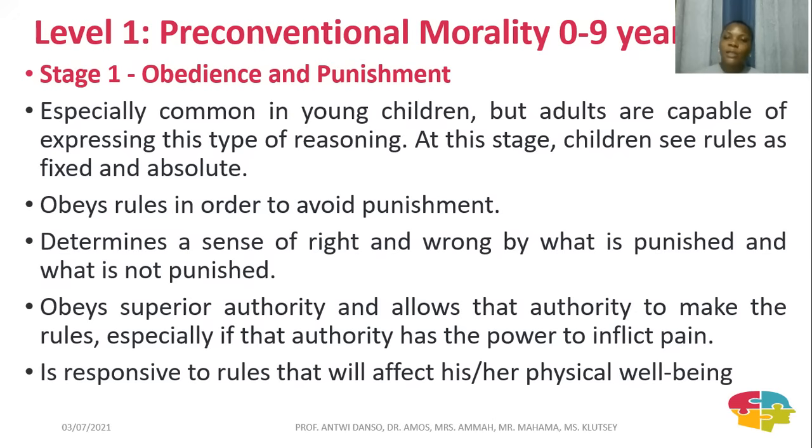So compared to Piaget's heteronomous morality, they are judging the right or wrong of an action based on the consequences that follow it, whether punishment or reward. So they obey superior authority and allow that authority to make rules, especially if that authority has the power to inflict pain. If they know somebody can beat them and the person has made a rule, quickly they will obey the rule, in response to the rules that will affect their physical well-being.